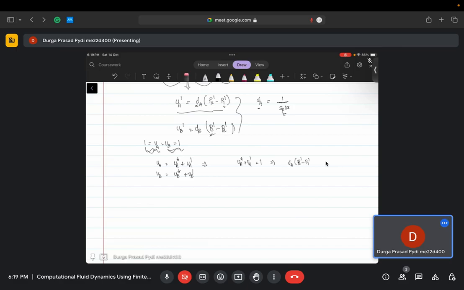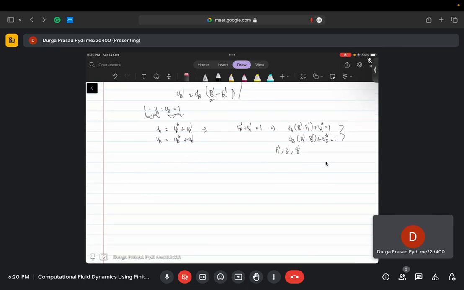So this is one equation. Similarly, you will have dB times (P3 prime minus P2 prime) plus UB star equals 1. These are two equations. But what are the unknowns? P1 prime, P2 prime and P3 prime. So you have three unknowns and two equations.